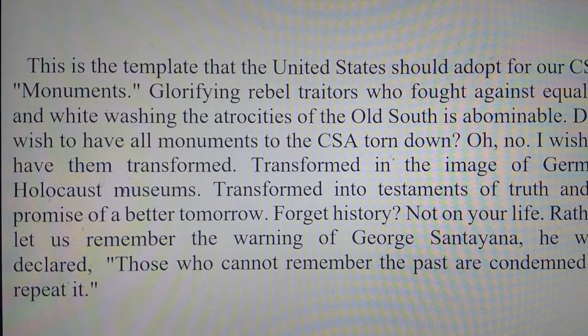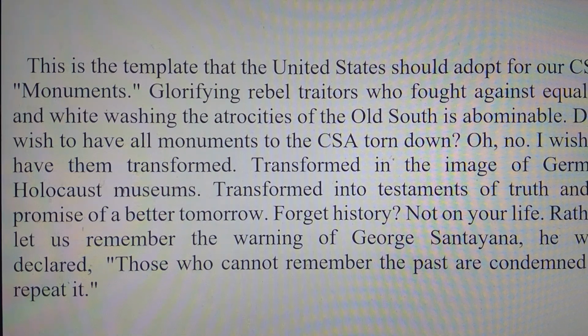equality and whitewashing the atrocities of the Old South is abominable. Do I wish to have all monuments to the CSA torn down? Oh no. I wish to have them transformed in the image of German Holocaust museums, transformed into testaments of truth and a promise of a better tomorrow. Forget history? Not in your life.